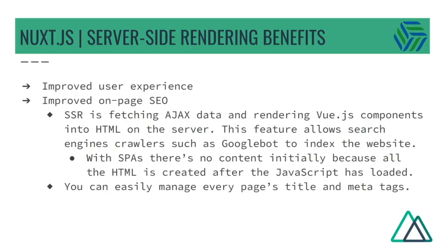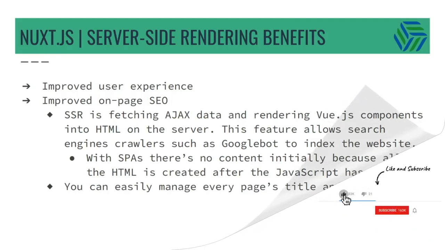What are the benefits of using server-side rendering with Nuxt.js? You get an improved user experience, you get an improved on-page SEO. Nuxt.js will fetch the Ajax data and is going to render all the Vue.js components into HTML on the server. This feature allows the search engine crawlers, such as the Googlebot, to index the website with all the HTML DOM elements in the client. With single-page applications, there is no content initially because all the HTML is created on demand after the JavaScript has loaded. And you can easily manage every page title and meta tags to include the keywords that you want to target.